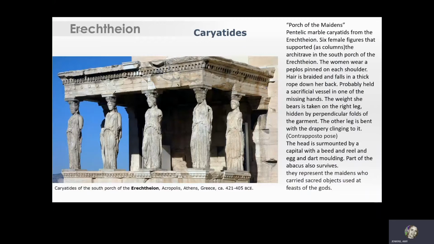The women wear a peplos pinned on each shoulder, hair is braided and falls in a thick rope down her back, and she probably held a sacrificial vessel in one of the missing hands. The weight she bears is taken on the right leg, hidden by perpendicular folds of the garment. The other leg is bent with the drapery clinging to it, the contrapposto pose. The head is surmounted by a capital with a bead and reel and egg and dart molding. Part of the abacus also survives. They represent the maidens who carried sacred objects used at the feasts of the gods.